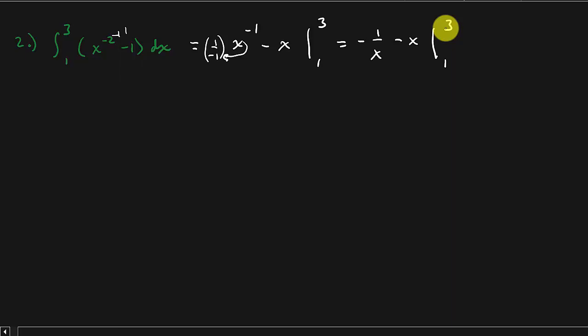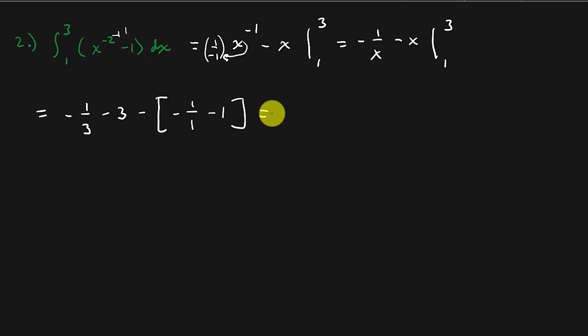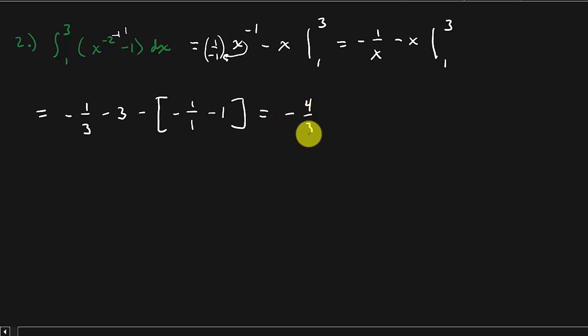All right, so now we need to evaluate. And so that's going to be negative 1 over 3 minus 3 minus, and now we plug the 1 in, negative 1 over 1 minus 1. And when you punch all of that, I guess you could punch it all into your calculator, but when you do that, you will get negative 4 over 3 as an answer. Okay. So there's that.